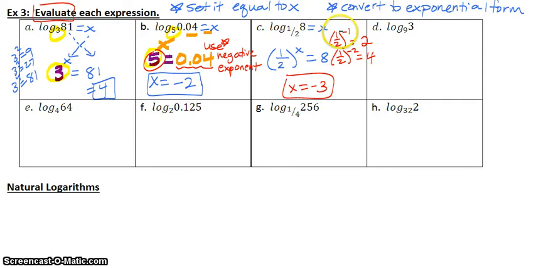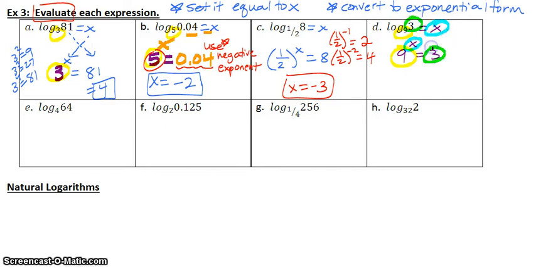And do you see how I just tried a few things? Especially when you're just getting the hang of this, you're going to try a few things before you get the final answer, and that's okay. That's how it works. So part D, I got log base 9 of 3, convert it to exponential format. Hopefully you're starting to get the hang of that again.